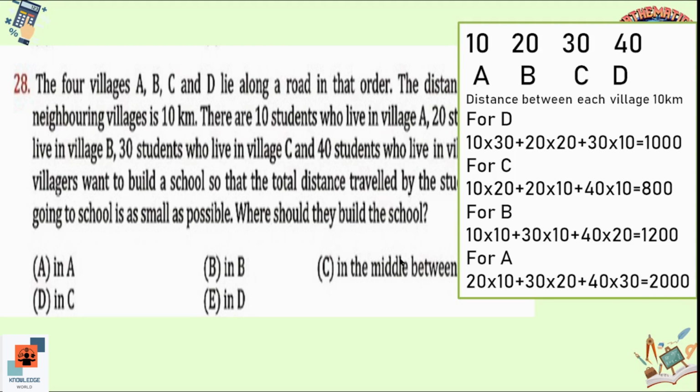And if we discuss the option that in the middle between village B and C, we can see the total distance of B is 1200 and village C is 800. The middle is 1000. So option D is the correct one. The school will be built in village C because here the distance is least.